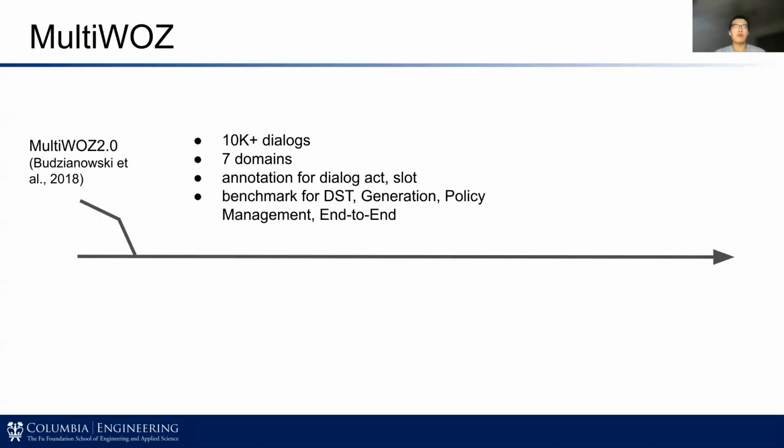MultiWOZ is one of the most popular task-oriented dialogue datasets. Introduced by Budzianowski in 2018, it contains more than 10,000 dialogues across multiple domains, and each dialogue is well annotated with dialogue states and dialogue slots. Therefore, many dialogue models and frameworks for various dialogue tasks like dialogue state tracking, response generation, dialogue policy management, and even end-to-end dialogue are evaluated based on that.